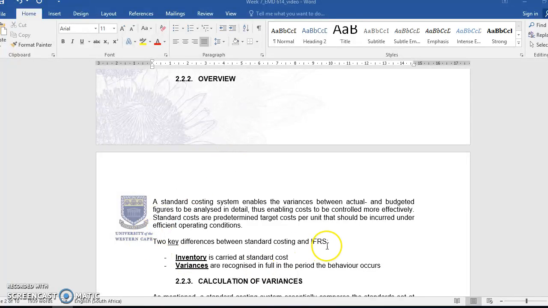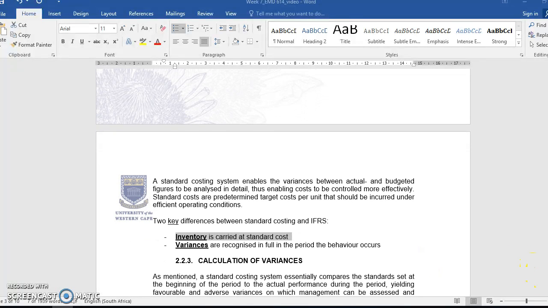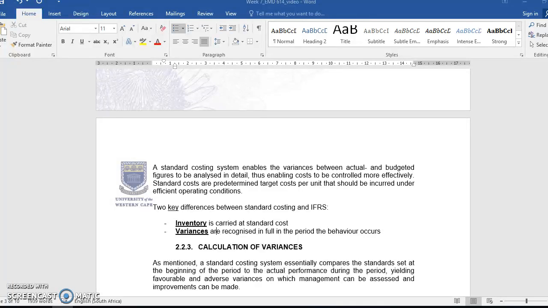Alright, just two key differences to note between standard costing and IFRS. Inventory is carried at standard costs, and variances are recognized in full in the period in which they occur. So those are the two key differences between standard costing and IFRS.